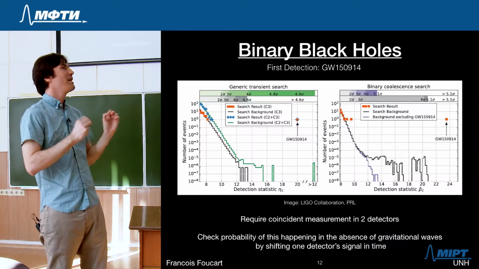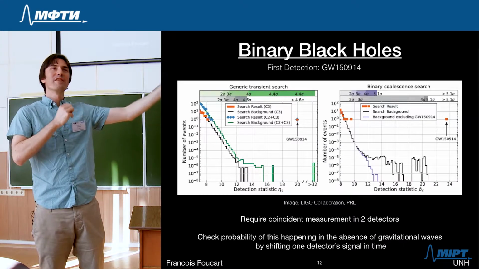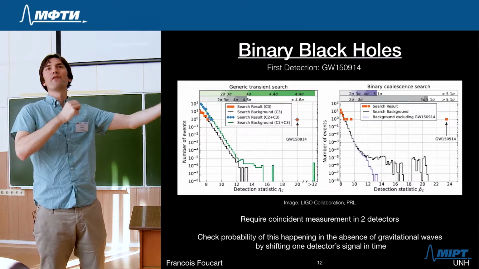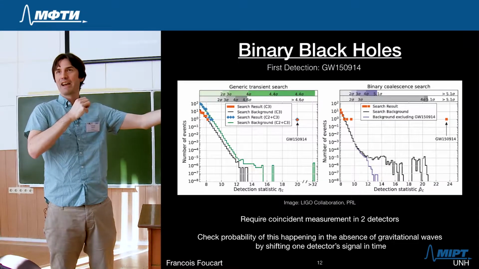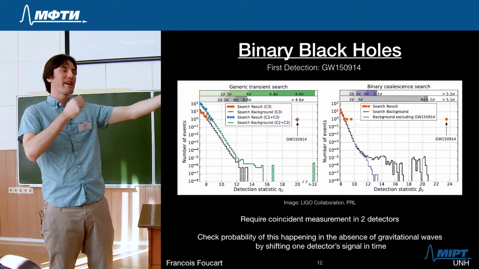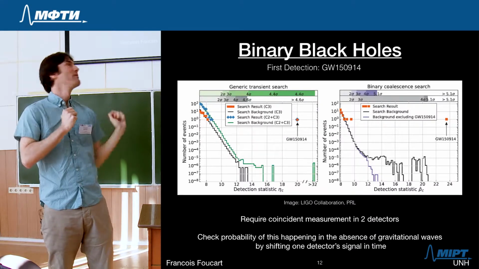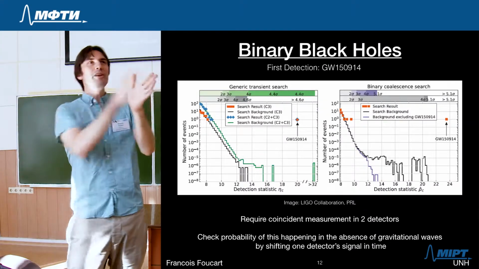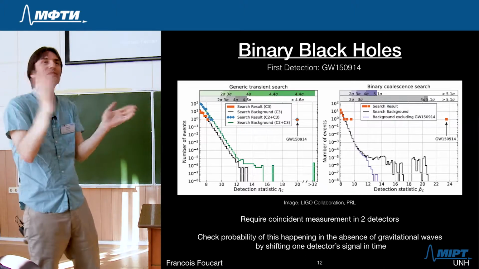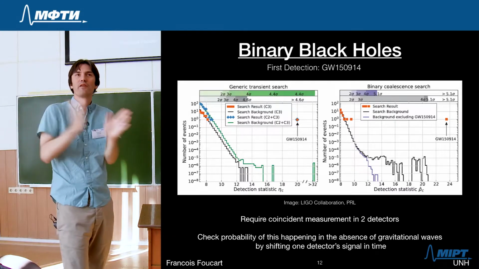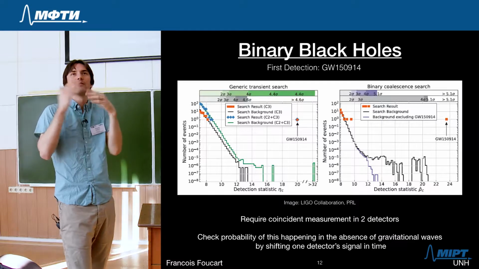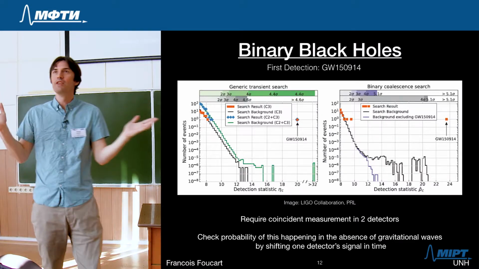So a signal which is seen in two detectors 1 second apart is certainly not physical. It's too much of a time lag. At most, they can be separated by 7 milliseconds. So you make those shifts with multiple time shifts, and anything you see once you have shifted the signal is coincidence. It's noise.